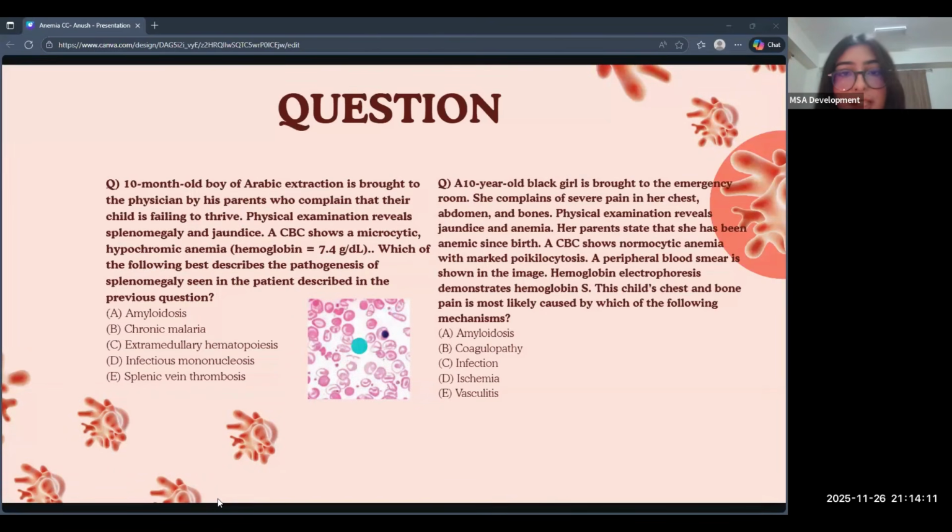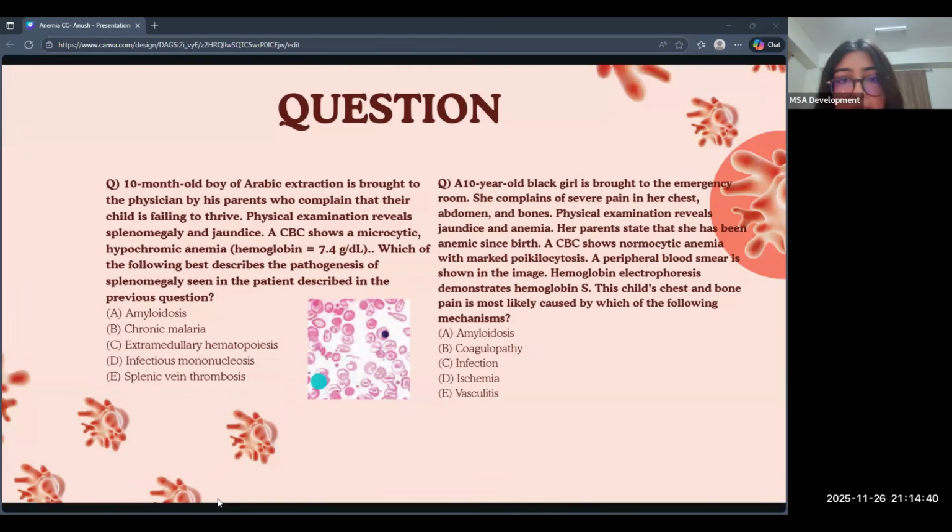Now, we can see here that the patient has, from the peripheral blood smear, beta thalassemia major, right? So the child has microcytic hypochromic anemia, jaundice, splenomegaly, and failure to thrive. This is classic for beta thalassemia major in an infant of Middle Eastern origin. So the correct answer here will be extramedullary hematopoiesis. Okay, now coming to the next question.